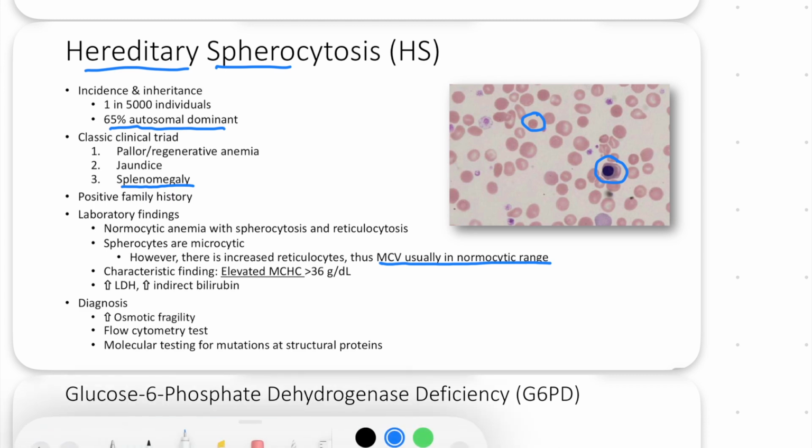The key finding here that we've now had multiple questions on is the elevated MCHC. If you have that elevation, you're going to suspect hereditary spherocytosis. But also, let's remember what happens when we burst our red blood cell. Some of the ingredients in the red blood cell are the LDH and the bilirubin, the indirect bilirubin. So we would expect to see those elevated.